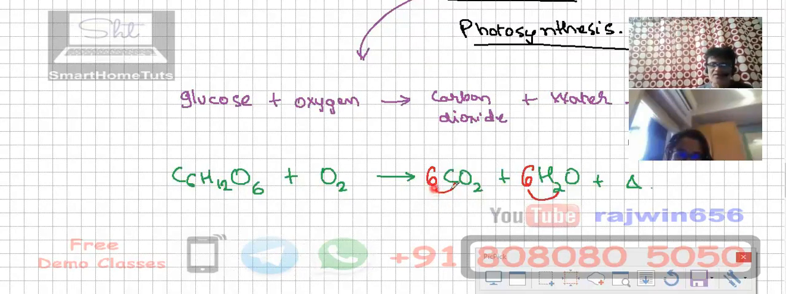On this side we have 6 into 2, 12 oxygen atoms. Here 6 oxygen atoms are there. I'm supposed to put a number over here so that oxygen is balanced. Here on the glucose side 6 oxygen are already there. I need 12 more. 12 more oxygen atoms are required. So I'm going to multiply this by 6. This is how I'm going to do balancing of equations.